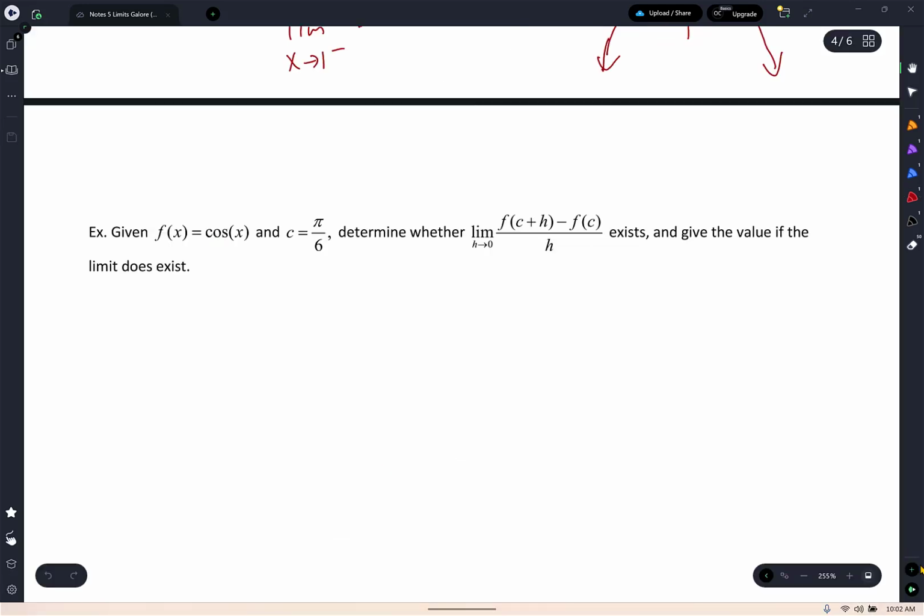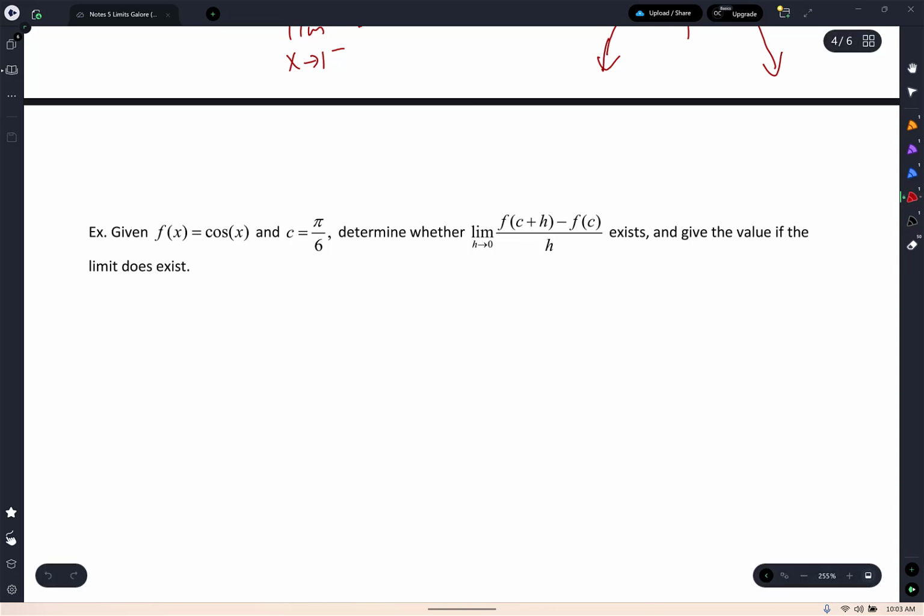All right, so here we go. I'm going to start, guys. It says if f of x equals cosine x and c equals pi over 6, determine whether the limit as h approaches 0 of f of c plus h minus f of c over h exists, and give the value of the limit if it does exist.